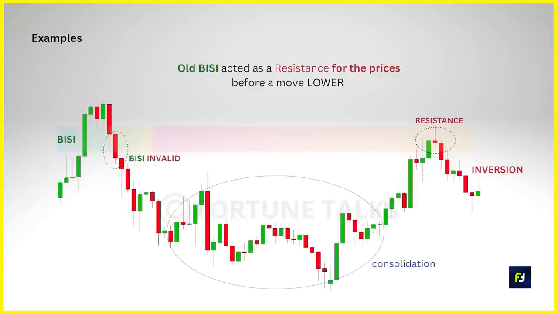Here's an example of what I mean when I say that the fair value gap inversion does not need to occur back to back. So we have considered another BC, and right here we get a close below this fair value gap. So it is deemed invalid. Now let's see what happens when price returns to this old BC. You can see that the price returns to this old BC. It uses it as resistance to go lower.